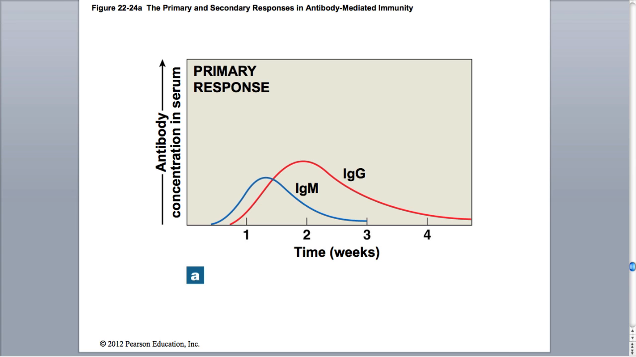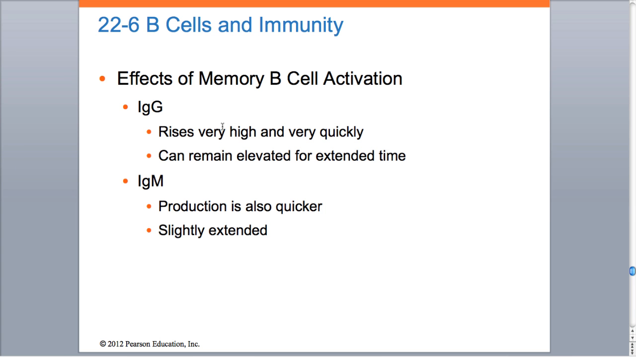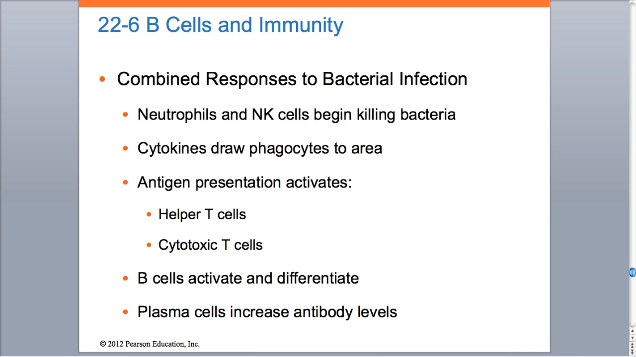Then in the second one, you'll see that the IgG is much faster in responding. Okay. So when you have a memory issue, IgG rises very quickly and remains elevated, whereas IgM production is quicker, but it's slightly extended. It takes a longer time to make that happen. So those 2 slides I showed you are important. Next slide.